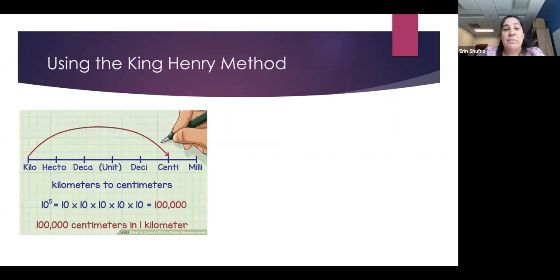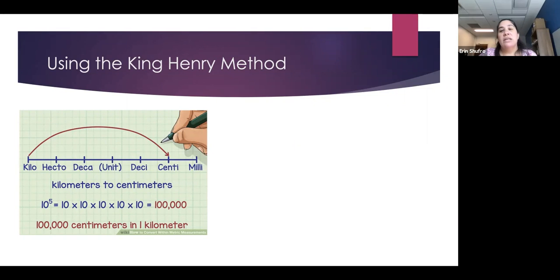Now that we're in the metric system, why in the world is the science world so obsessed with it? Well, the reason is that converting back and forth between units in the metric system is super easy. It's literally as easy as moving a decimal point, just like it is with scientific notation. Move the decimal point to the left, move it to the right.